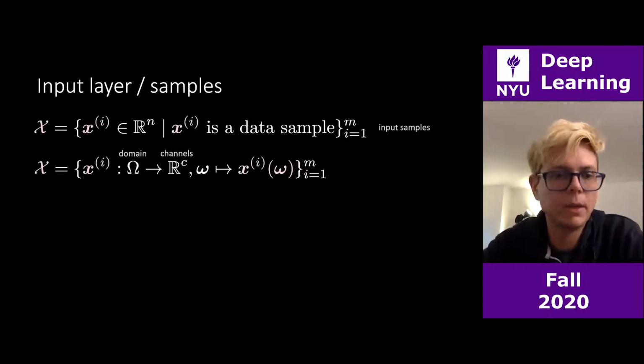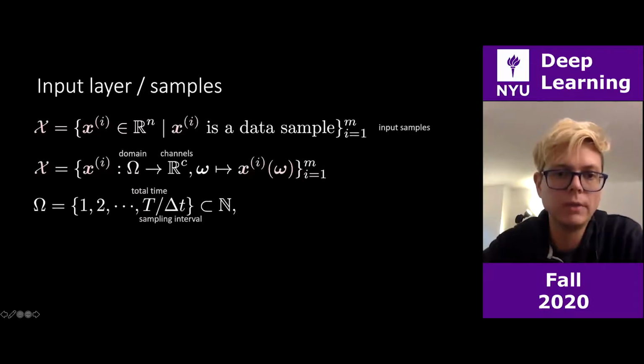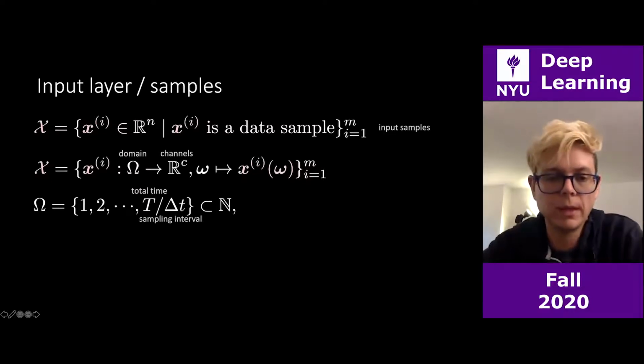Okay, so let's have a look at this domain and channels. What are they? For example, if I just have a one-dimensional signal, omega is just the sequence of natural numbers, 1, 2, 3, and so on, until I reach the total length of my signal, the total time, divided by the sampling interval. In this case, this fraction is equal to n, if I think about having n different samples. And so this is a subset of the natural numbers.